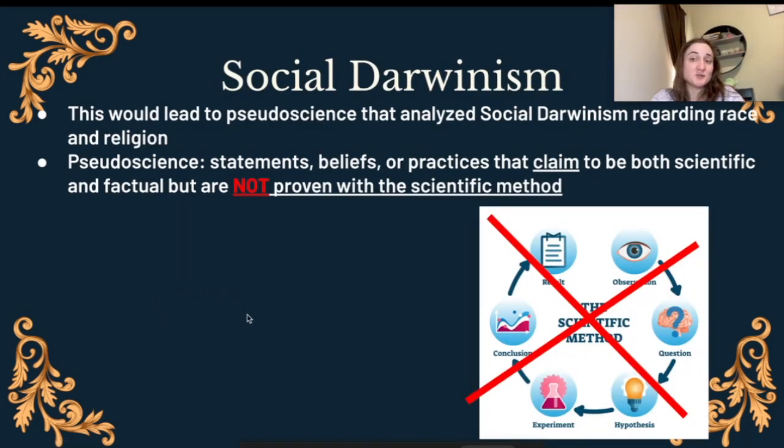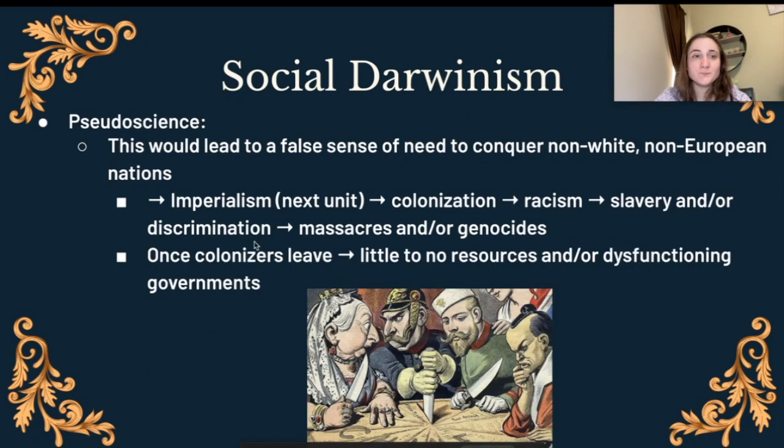All right, so social Darwinism would lead to pseudosciences that analyze social Darwinism regarding race and religion. We talked about pseudoscience last unit. Just a reminder, pseudoscience is statements, beliefs, or practices that claim to be both scientific and factual, but are not proven with the scientific method. They are not proven. So these pseudosciences would then lead to the false sense of white Europeans to conquer non-white, non-European nations.